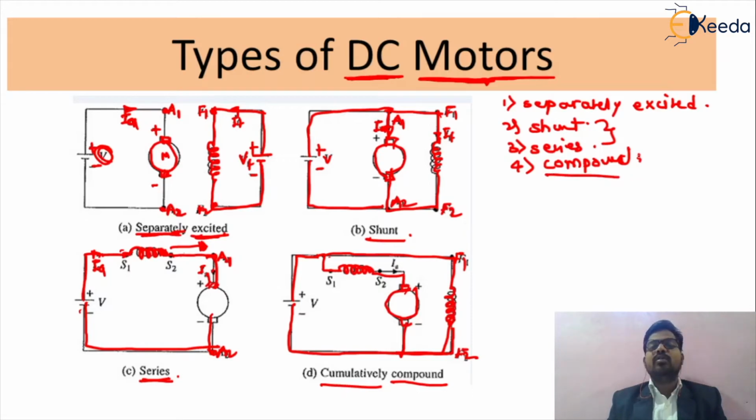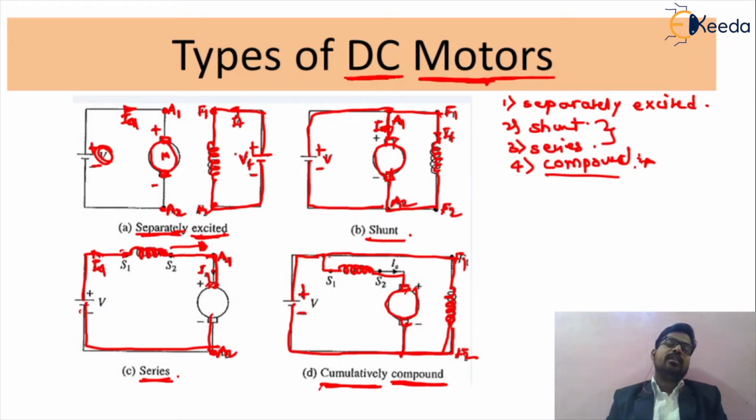Again, the compound motor has different types. We have the cumulatively compound and the differentially compound. These are the two types. As shown in the figure, we have seen the cumulative type of compound motor.